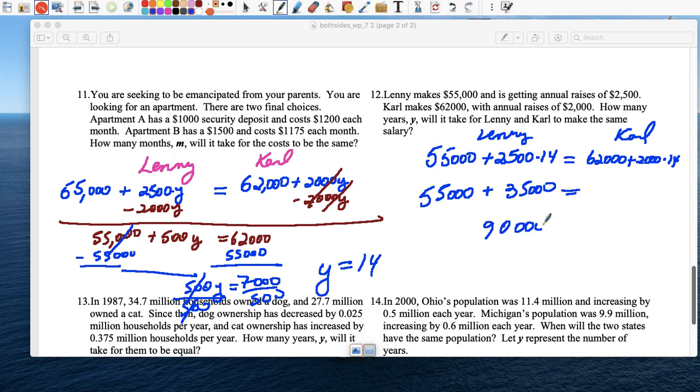So Lenny, in 14 years, will be making 90,000. Carl, let's see, 62,000 plus, what is that? 2,000 times 14, which is 28,000. And if you add 62,000 plus 28,000, you get 90,000. So there, we know that we're correct. So our answer of 14 years is correct. In 14 years, they will both be making the same amount.